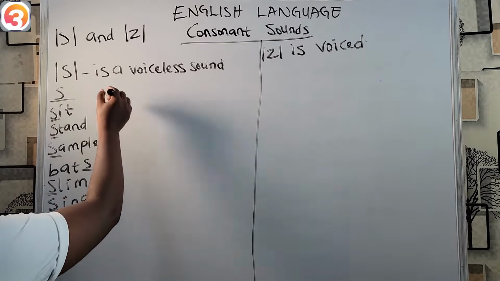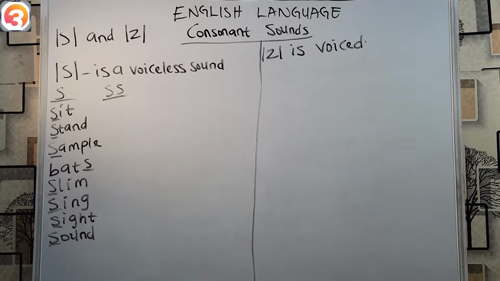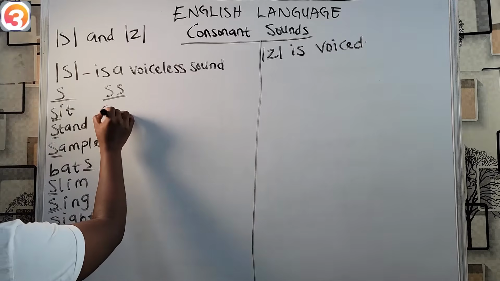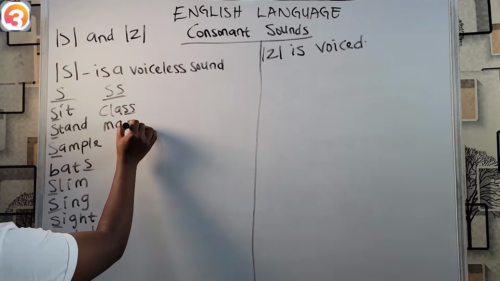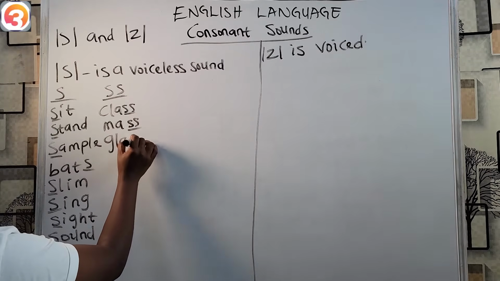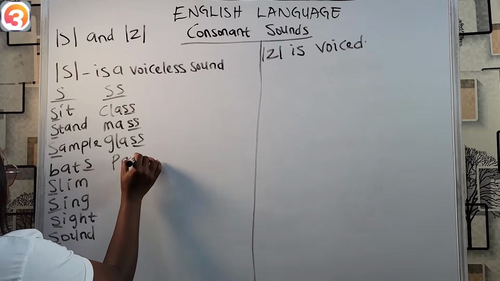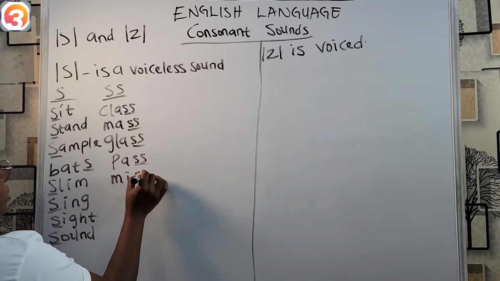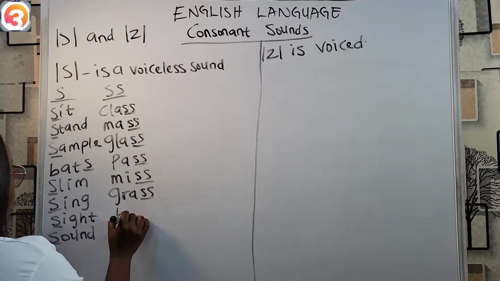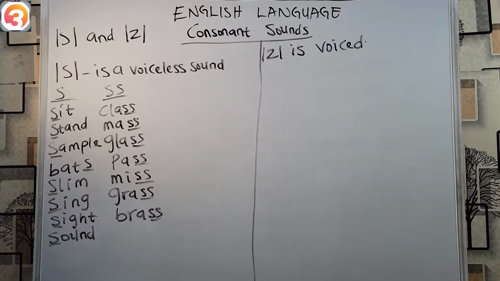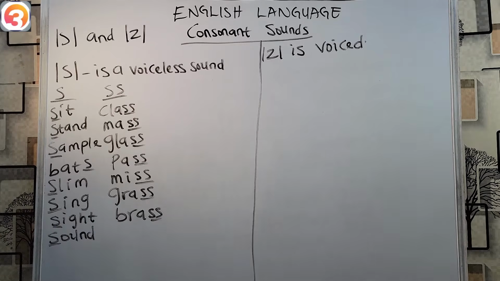Other words, we have words containing SS. They can also contain S. Examples, we have class, mass, glass, right? Other examples, we have pass, miss, grass, brass. Words containing SS and they contain the sound S.